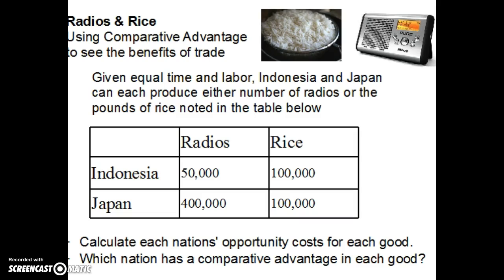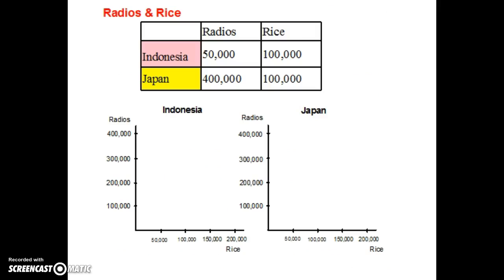So this next activity on radios and rice, if you do this activity, if you complete this and look at what are the opportunity costs, right? What are the opportunity costs to Indonesia of producing radios or rice? What are the opportunity costs to Japan? The next step is to draw the production possibilities curves for both countries.